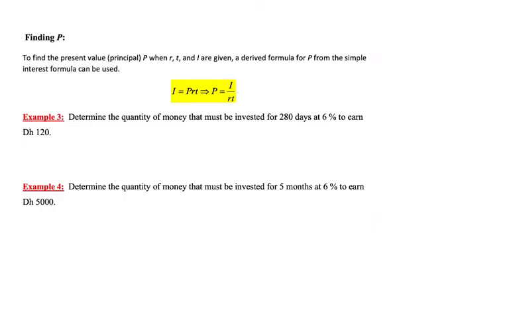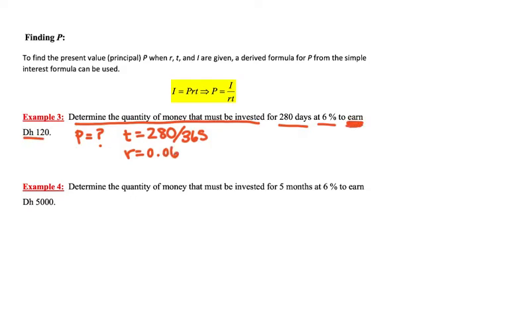Okay, let's read this first question. It says, determine the quantity of money that must be invested. That's the starting amount. We don't know the starting amount for 280 days. So that's time equals, now we can't just say 280, that would mean years. So we say 280 over 365. The rate is 6%, 0.06, and it's going to earn 120. So just remember, when you see that word earn, that tells you it's giving you the amount of interest. So we earned 120 dirhams in interest.